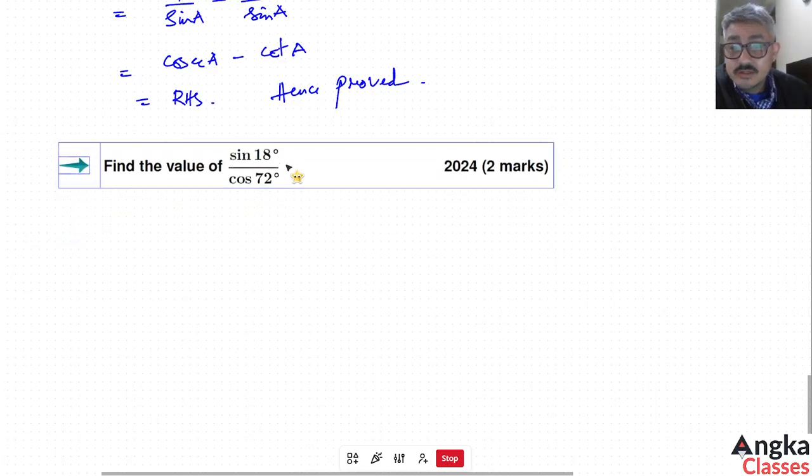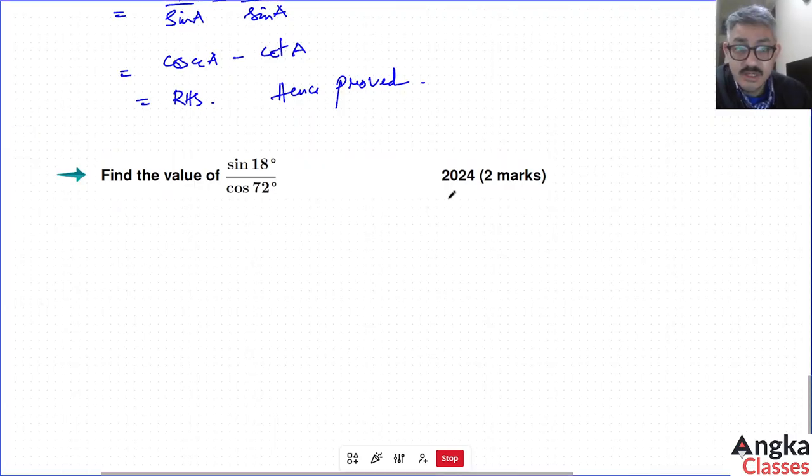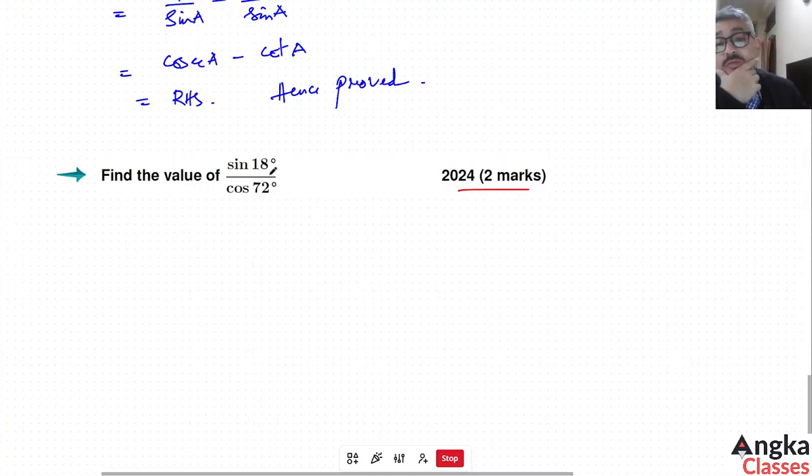The last question, from 2024, is a 2 mark question: sine 18 degree divided by cos 72 degree. So we use the concept that sine 90 degree minus theta is equal to cos of theta.